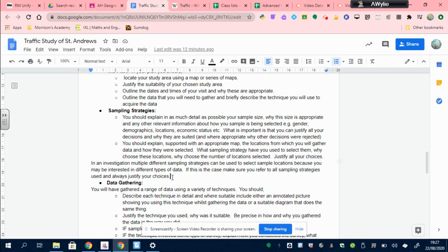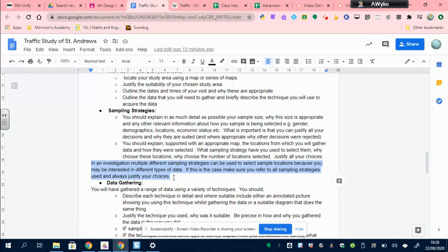And then just have a little read of this. In an investigation, multiple different strategies can be used to select sample locations because you may be interested in different types of data. So in a real geographic study, because you're doing 3 research questions, you might be getting your data from different locations or in different ways. And therefore, anytime locations were being chosen because they're evenly spread or they were randomly selected, you must outline that.